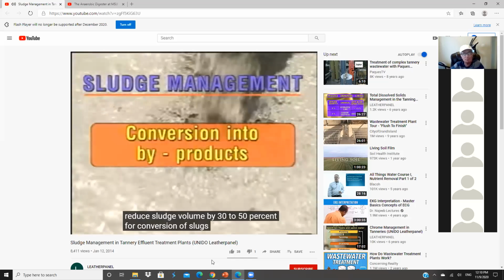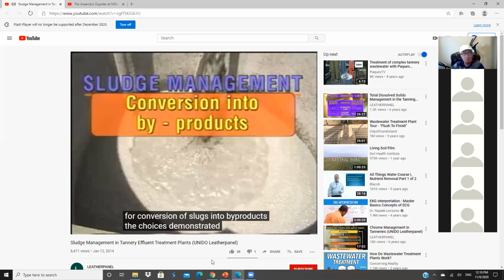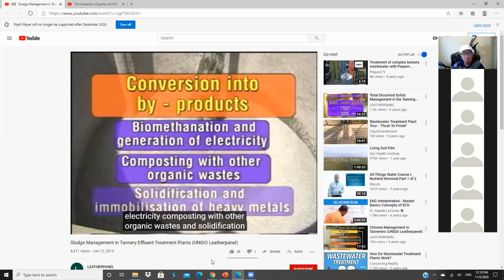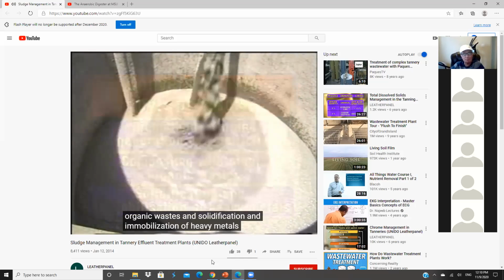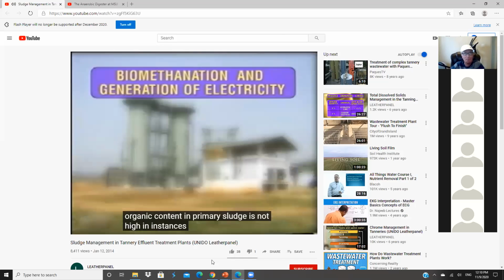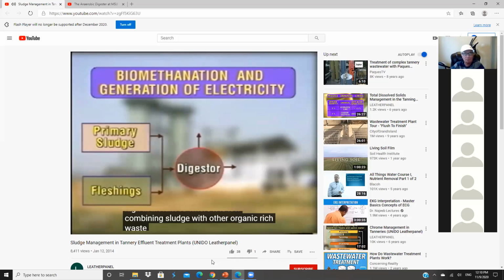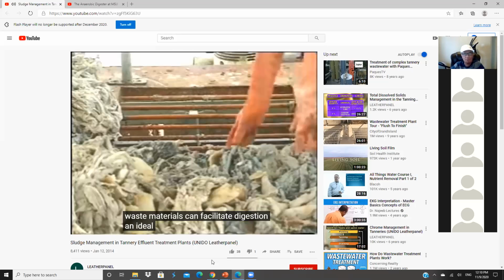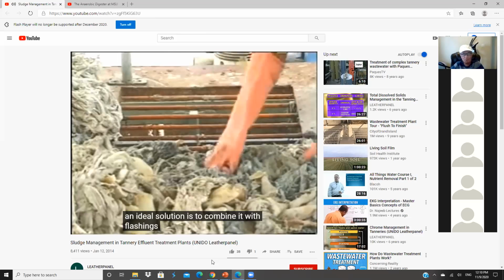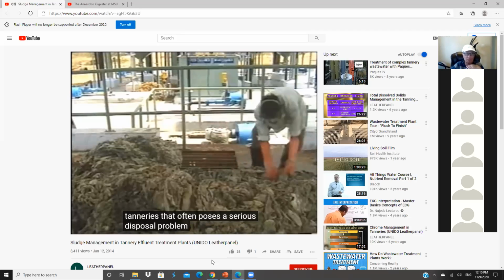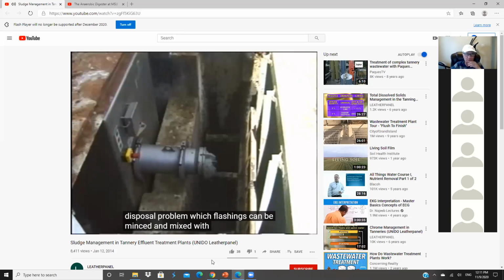For conversion of sludge into byproducts, the choices demonstrated are biomethanation and generation of electricity, composting with other organic wastes, and solidification and immobilization of heavy metals. Often, the organic content in primary sludge is not high. In instances where it is low, combining sludge with other organic-rich waste materials can facilitate digestion. An ideal solution is to combine it with fleshings, another organic waste from tanneries that often poses a serious disposal problem. Wet fleshings can be minced and mixed with wet sludge.